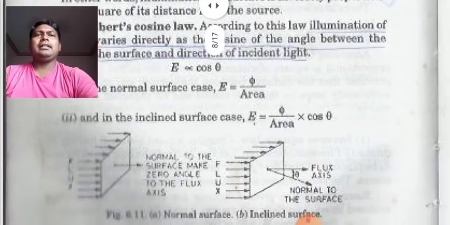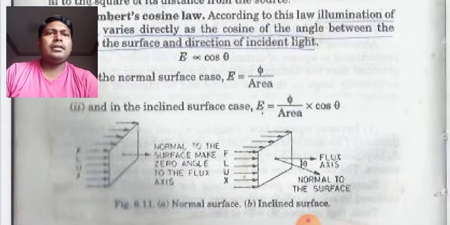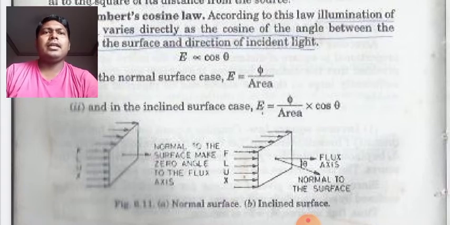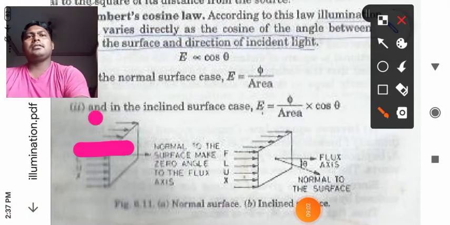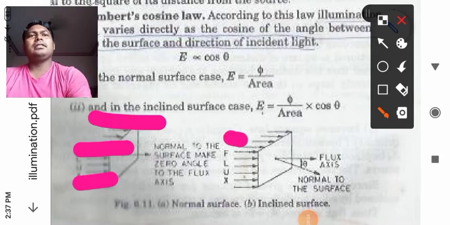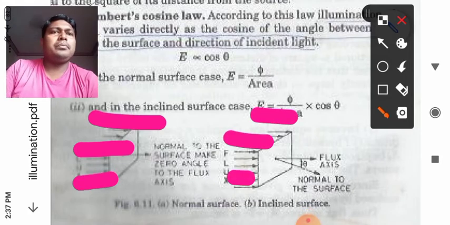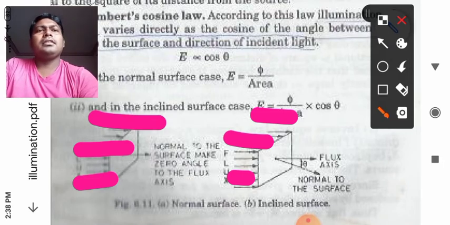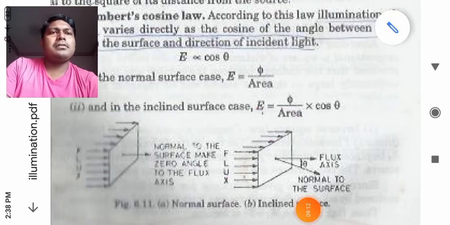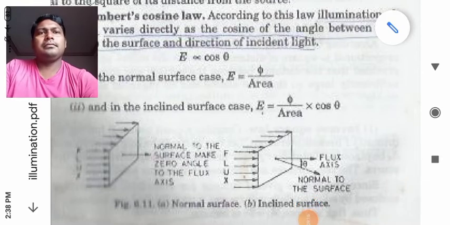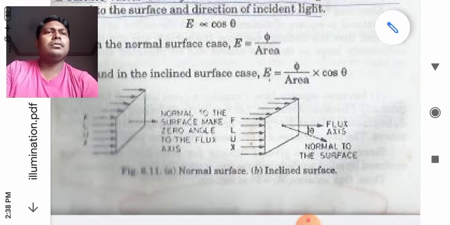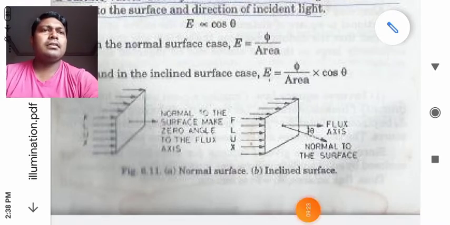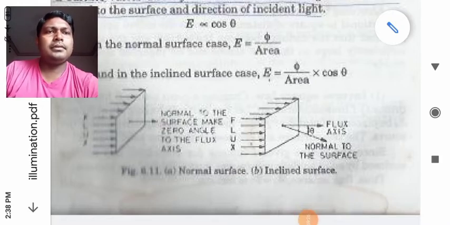So we will have a diagram over here. You can see where the normal to the surface makes 0 angle to the flux axis. So these are the fluxes, the arrow marks. These arrow marks are the fluxes which are perpendicular or normal to the plane of the surface. And if it is inclined, then the inclination is shown as the angle between them, theta, right?